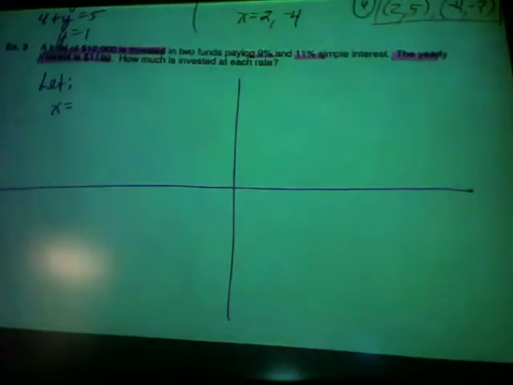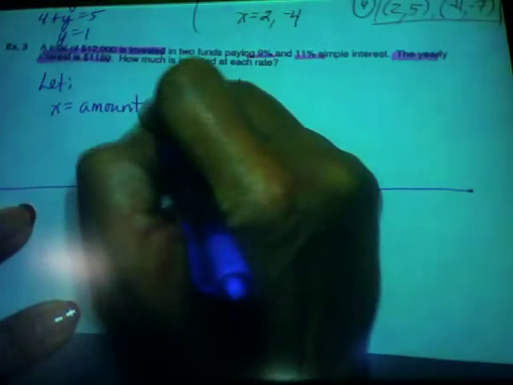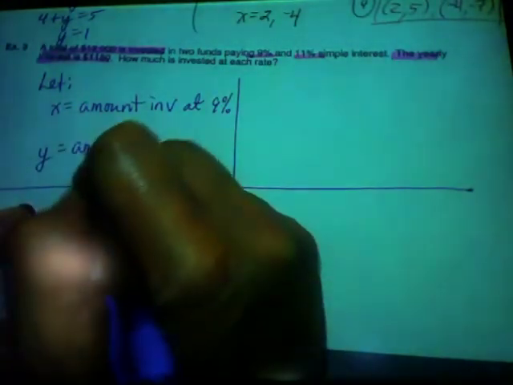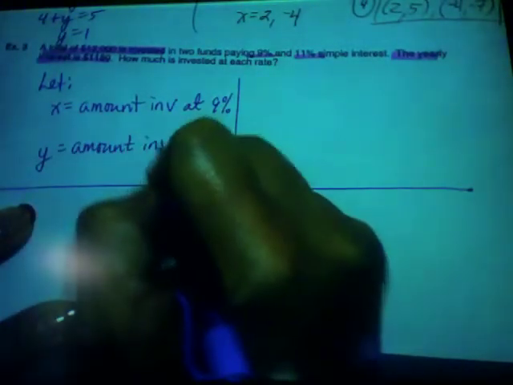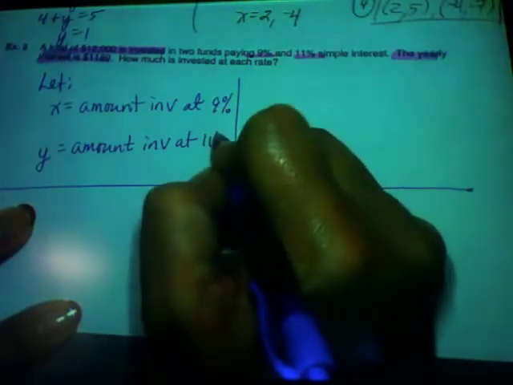We are going to let... what are the two things that I don't know? What's the question asking for? What do you have to find? How much is invested at each rate? How many rates are there? 2 rates. So we're going to let X equal the amount invested at 9%, and we'll let Y equal the amount invested at 11%.